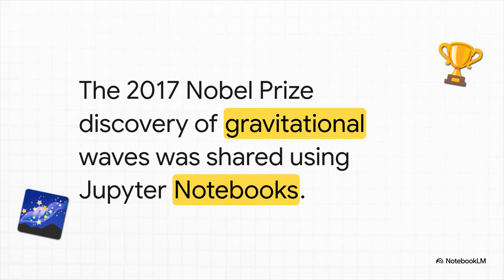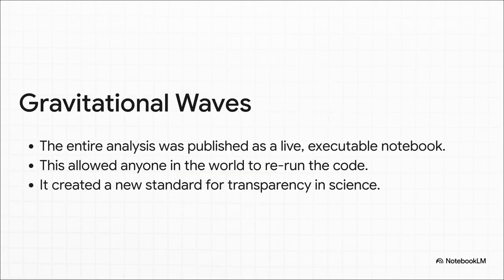Take this for example. In 2017, the Nobel Prize in Physics was awarded for the first direct observation of gravitational waves. We're talking about actual ripples in space-time, stuff that Einstein predicted a century earlier. And guess how this incredible discovery was shared? Yep, with Jupyter Notebooks. The teams behind the discovery didn't just publish a paper. They published their entire data analysis as a set of Jupyter Notebooks.